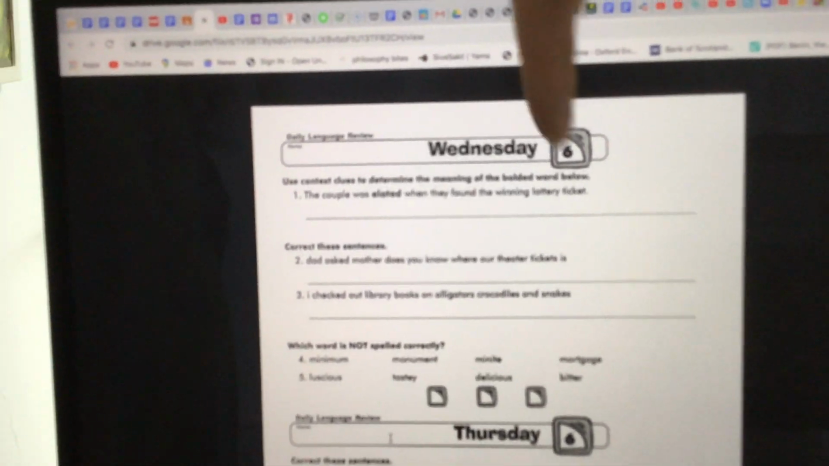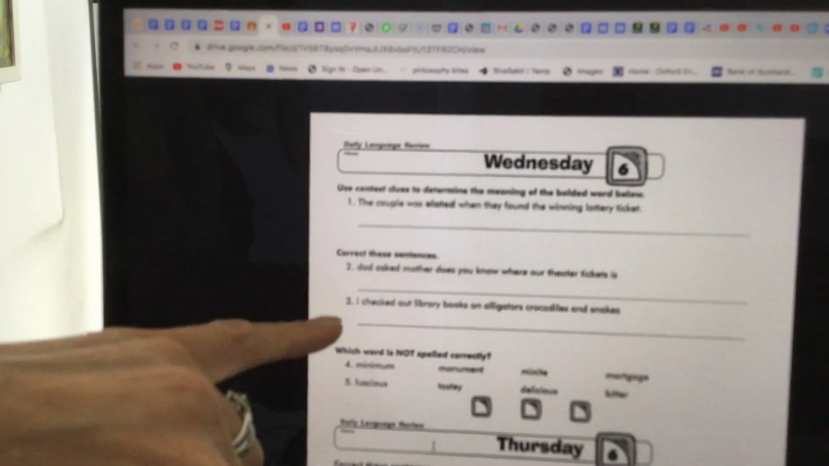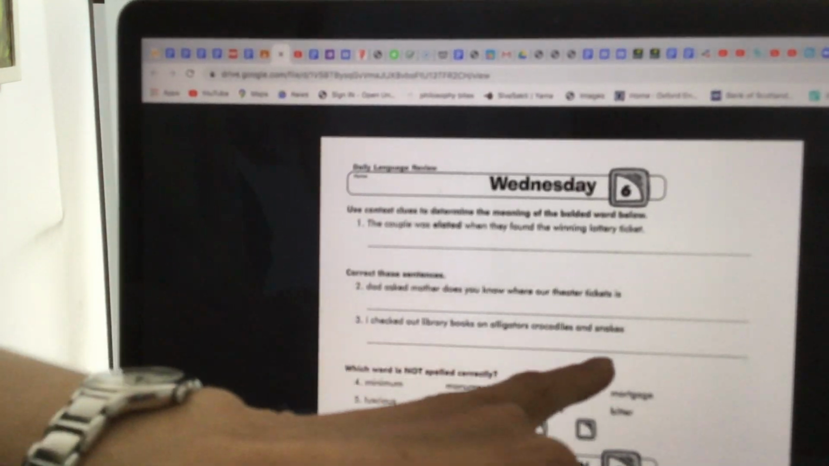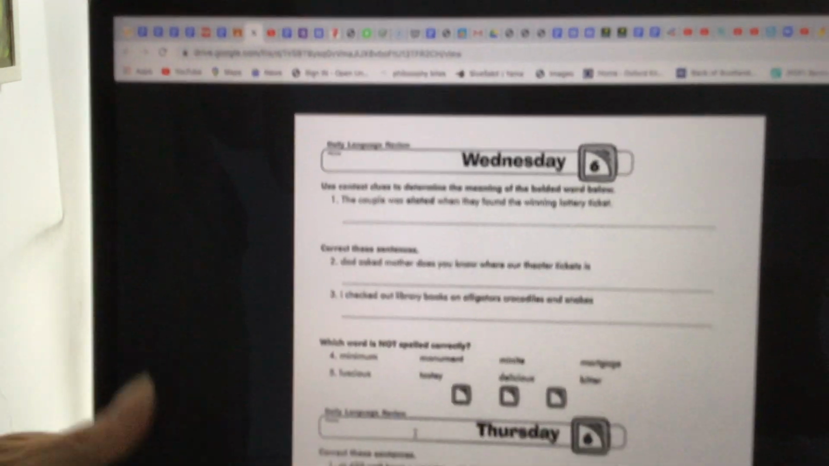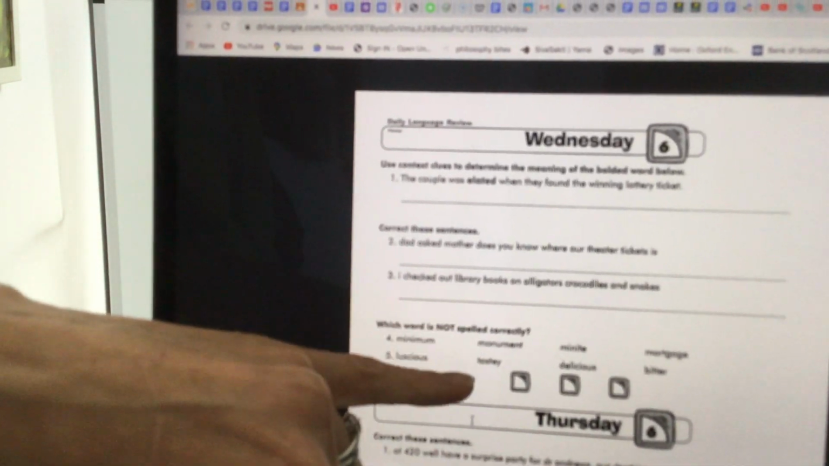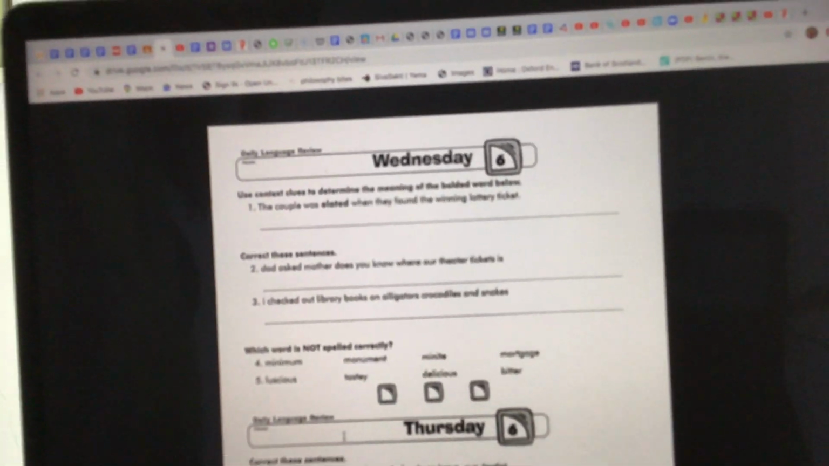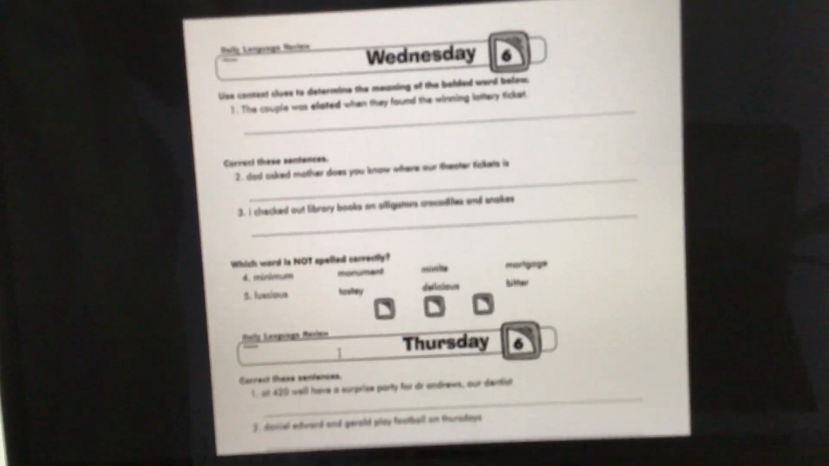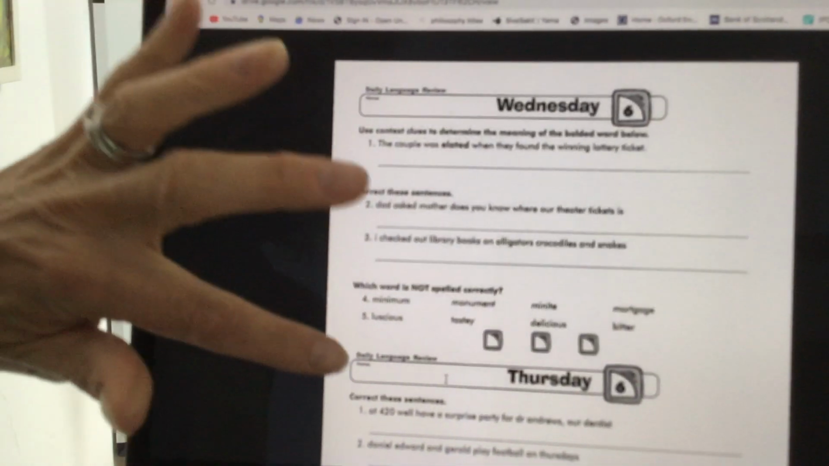So you need end marks as well. Some of you still forget the end marks. And this needs capitalization, punctuation, and it also needs correct grammar. And then we've got which word is not spelled correctly. So you just have to look at those. If you're not sure, go online or find a dictionary and have a look, please. That should be straightforward. Circle the ones that are not correctly spelled.